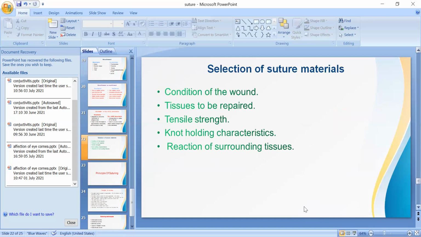Then selection of suture material, how can we select? Selection depends upon your surgical cases, different types of surgical cases. So according to that, you can choose suture materials.